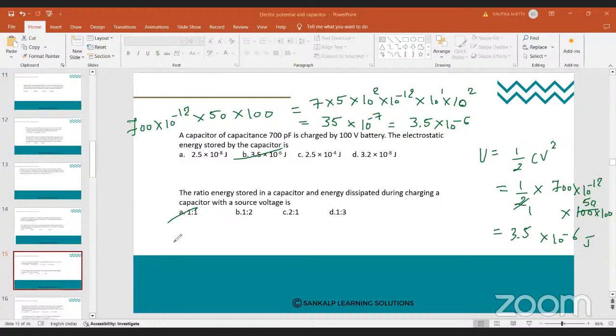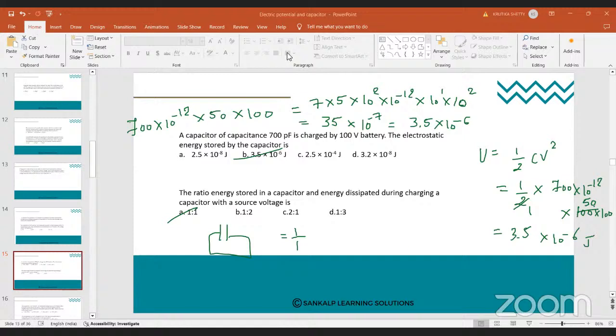Because see here, half of the energy provided by the source is dissipated during the charging and the other half is stored in the capacitor. So when you are charging this capacitor, half is utilized to charge the capacitor and half the energy is dissipated during the charging. Therefore, if you take the ratio, it is 1:1. The energy dissipation and energy stored will be equal. So option A is the answer.